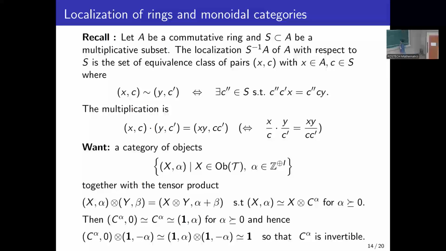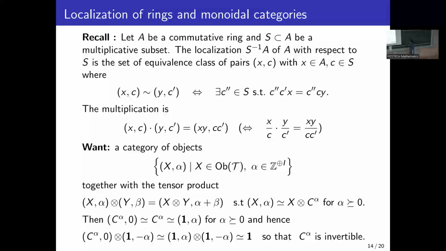We want to do something similar for the monoidal category here. Here T is a monoidal category, and we take a pair of an object in T together with some alpha, where alpha is a sequence of integers. It is denoted by the product of objects. This is a multiplicative notation, and here is the additive notation. So alpha plus beta will correspond to the tensor product of two objects.